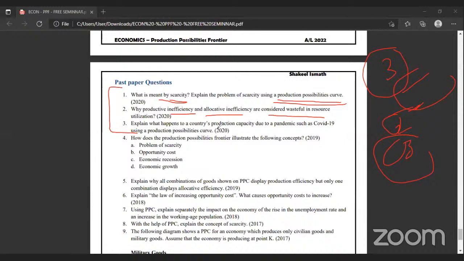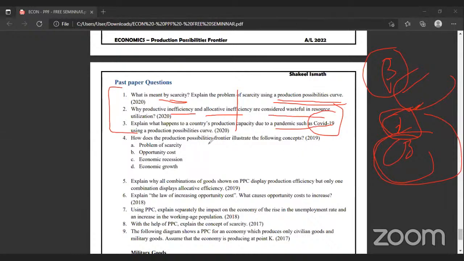Explain what happens to the country's production possibility curve due to a pandemic such as COVID-19, because last year the exam was held during COVID-19. They ask, right? I will ask this question at the end also, if I remember. When we discuss it, I will tell that. So how you are going to illustrate on the curve, this is 2020, right? In 2020, you see almost 3 questions have come from production possibility. The other 2 questions are from the economic system and the first one, introduction to economics, right?